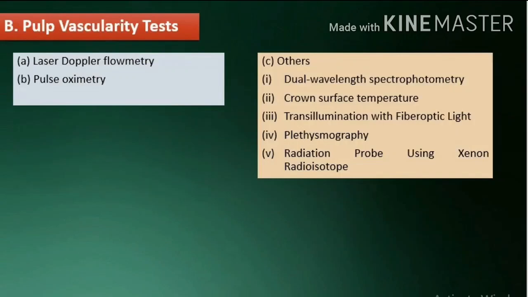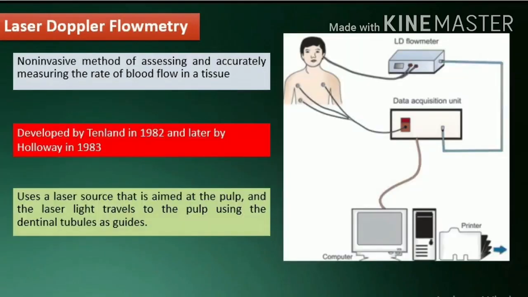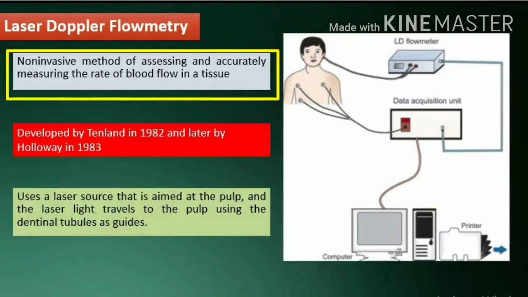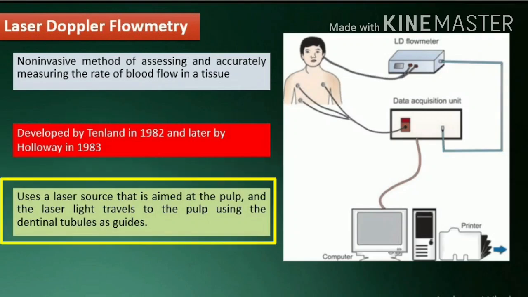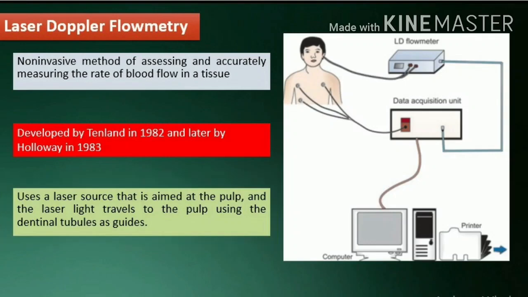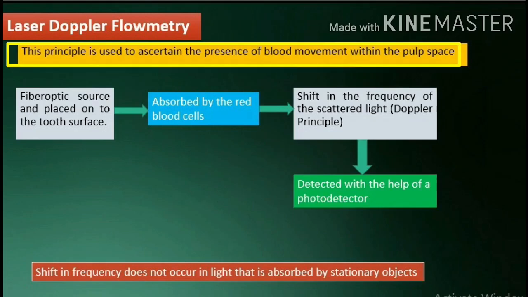Pulp vascularity tests. True vitality status can be ascertained only when we are able to assess the vascular or blood supply to the tooth. Laser Doppler flowmetry. Laser Doppler flowmetry is a non-invasive method of assessing and accurately measuring the rate of blood flow in a tissue. It was developed by Tenland in 1982 and later by Holloway in 1983. It uses a laser source aimed at the pulp, and the laser light travels to the pulp using the dentinal tubules as guides. This principle is used to ascertain the presence of blood movement within the pulp space.